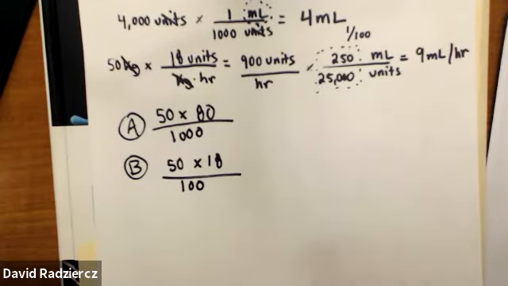And then you can double check. I'm actually going to double check my work and make sure I didn't tell you anything wrong. So 50 times 80 is 4,000 divided by 1,000. You get 4 ml. And then 50 times 18 divided by 100, you'll get 9. So since you asked for the bare bones, simple way, this is how this would work.